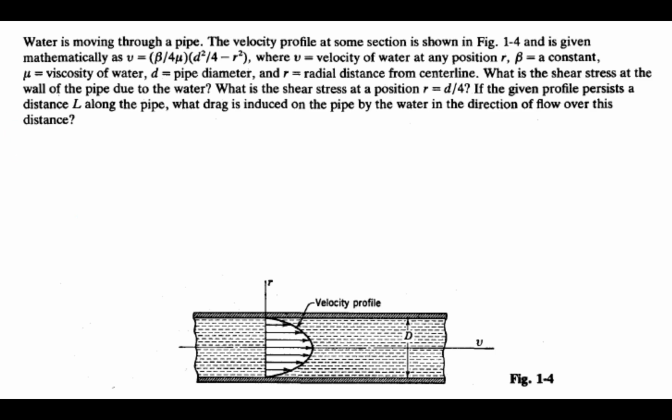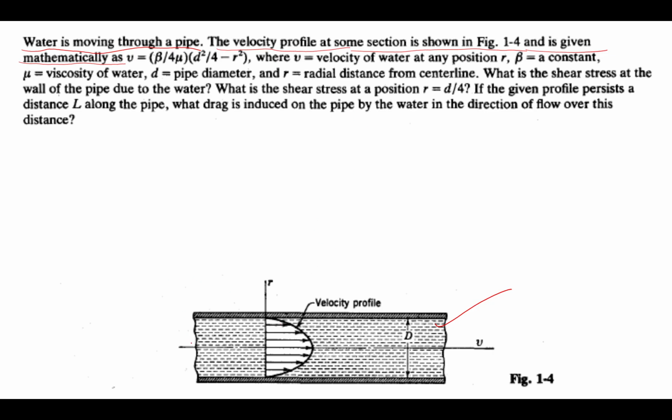Water is moving through a pipe, the velocity profile at some section is shown in figure 1.4 and is given mathematically as u is equal to beta by 4 mu into d square by 4 minus r square, where u is the velocity of water at any position and r is the radial distance from the center line.